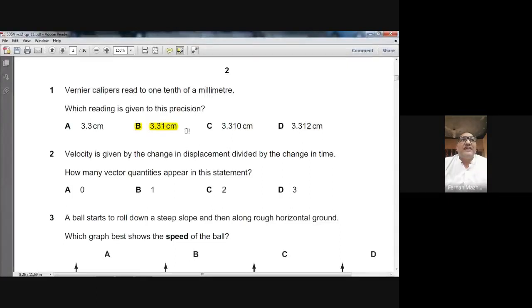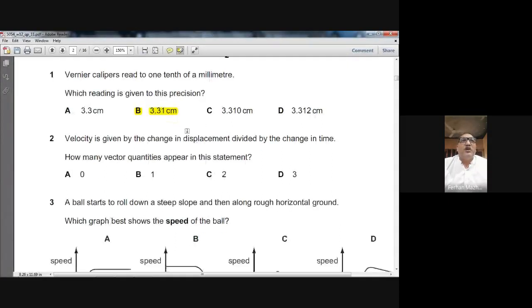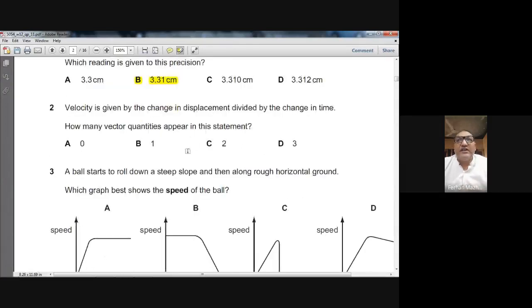Question number 2, velocity is given by the change in displacement divided by the change in time. How many vector quantities appear in this statement? You see, velocity is a vector quantity and displacement is a vector quantity. Time is a scalar quantity. So there are 2 vector quantities which showed up in this statement. So C is the choice for question number 2.